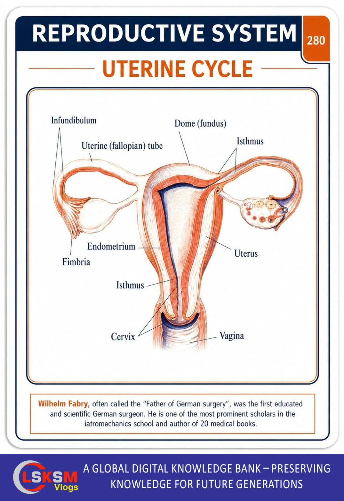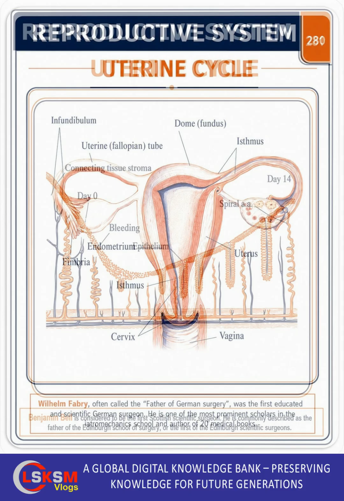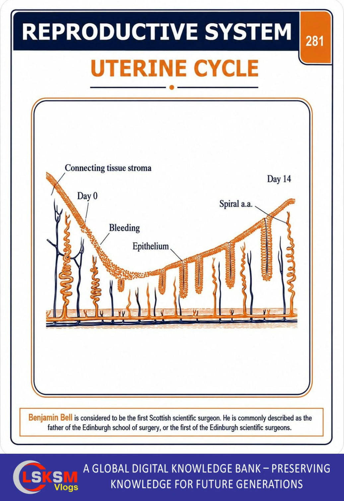Uterine cycle, illustrates the monthly changes in the uterine lining. These changes prepare the uterus for possible implantation. Shows the phases of the menstrual cycle and endometrial changes. It explains how hormones regulate the reproductive cycle.